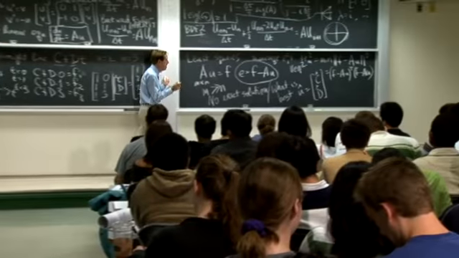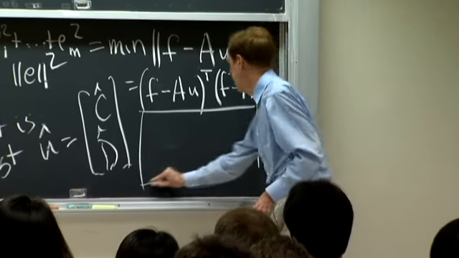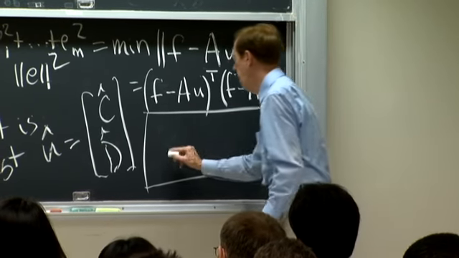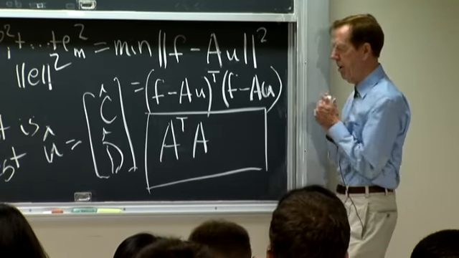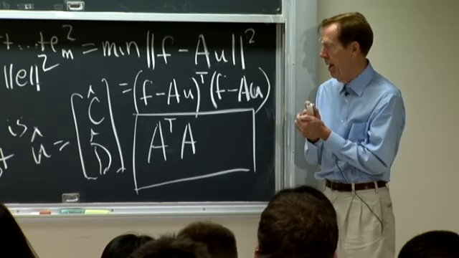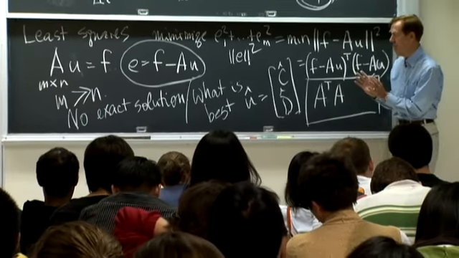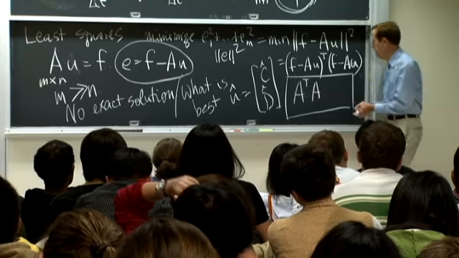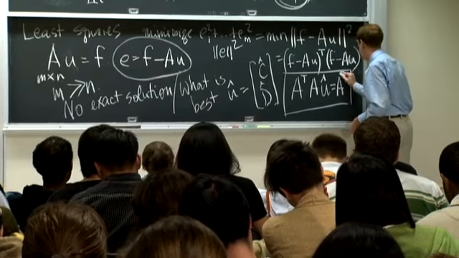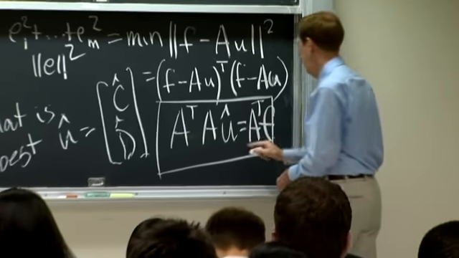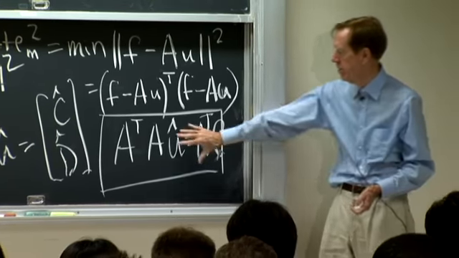So what is the equation for the best u hat? Can I put it here? This will be the equation that we get to. It'll be A transpose A. You're not surprised to see A transpose A appear. First of all, because this is 18.085, and also because this A is rectangular, and when you have rectangular matrices, sooner or later, A transpose A comes up. So that's the matrix, and then the right-hand side is A transpose F. So that's the key equation for least squares. That's the central equation of least squares.